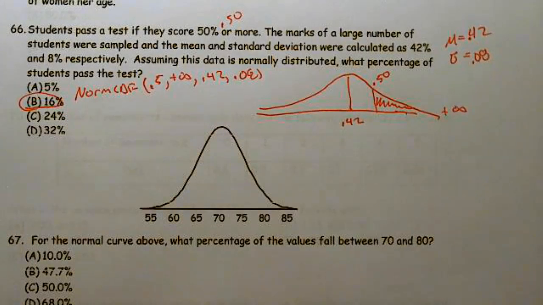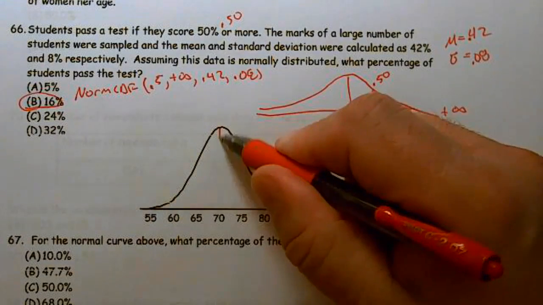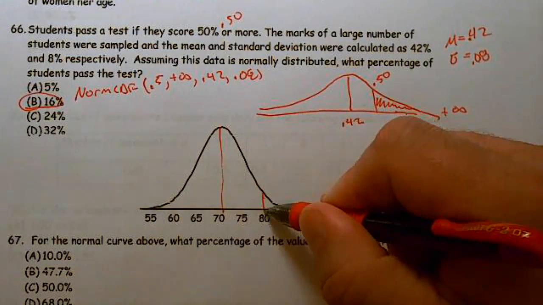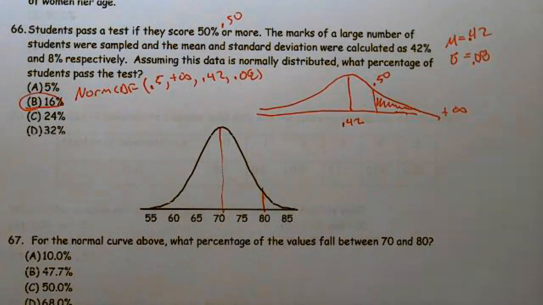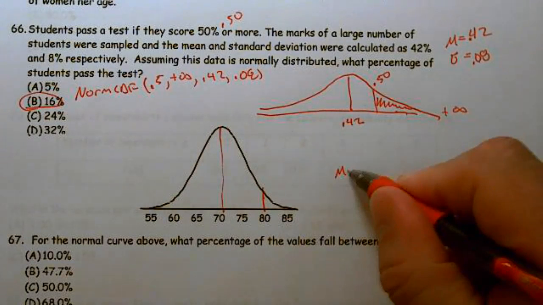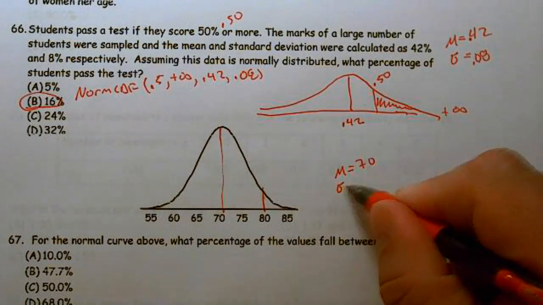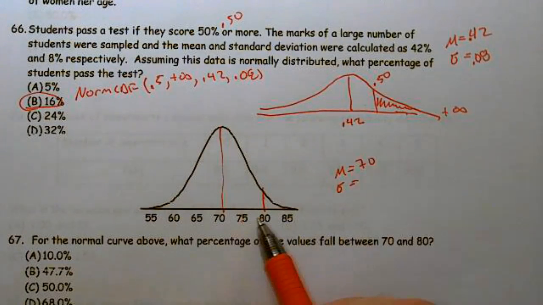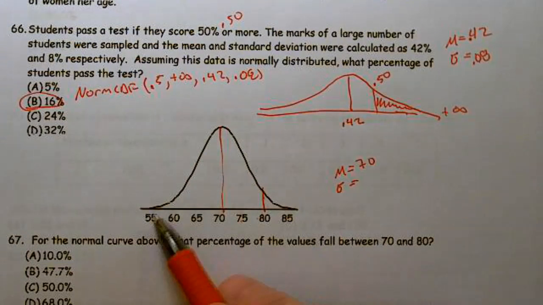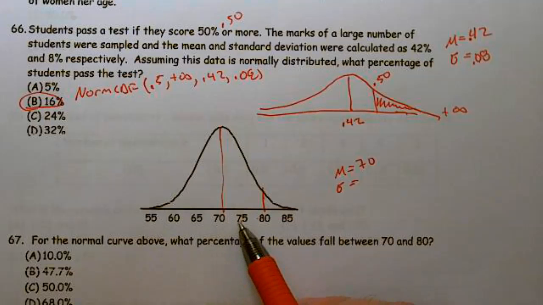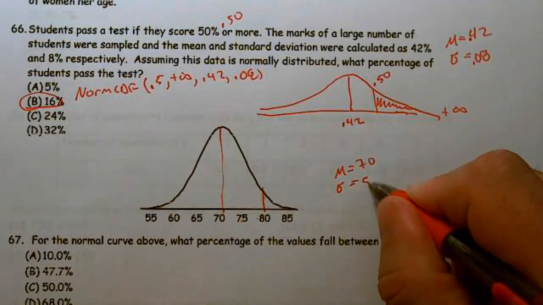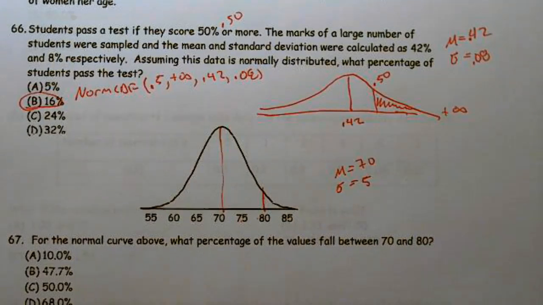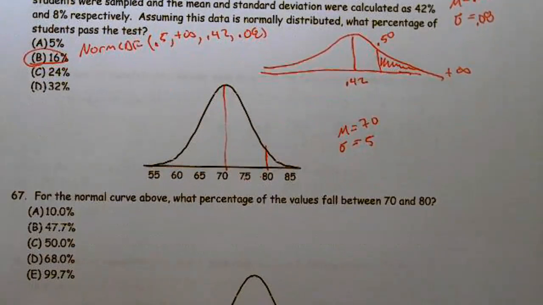For the normal curve, what percentage of the scores fall between 70 and 80? Well, that's kind of nice. So here's the thing, though. They did not give us directly the standard deviation. So we know the mean right here looks like it's at 70, but we need to figure out the standard deviation. Well, 1, 2, 3 standard deviations above, 1, 2, 3 standard deviations below. How much are they changing by? Well, they're changing by 5. So that means our standard deviation is 5.